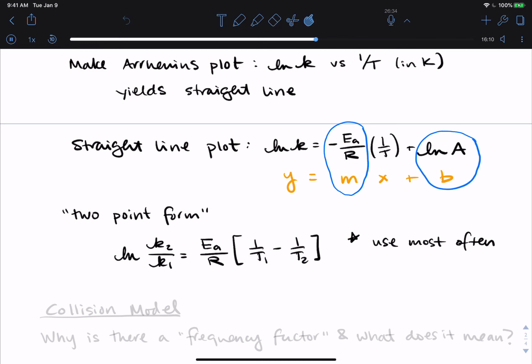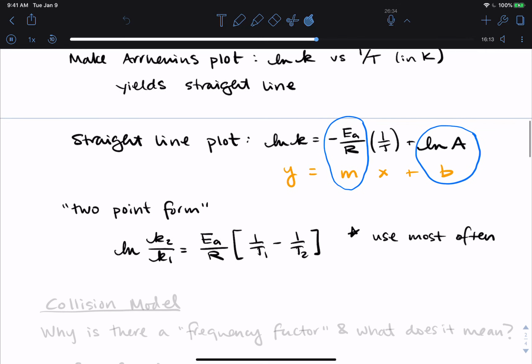I think there's some practice potentially in a PLTL. If that ends up not being the case, then you just won't need to use this full straight line form. You might need to use the two-point form, or if you're given all of the other information, you might need to calculate the rate constant using the Arrhenius equation that we gave initially.